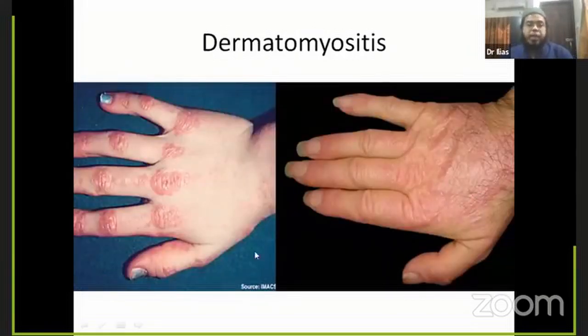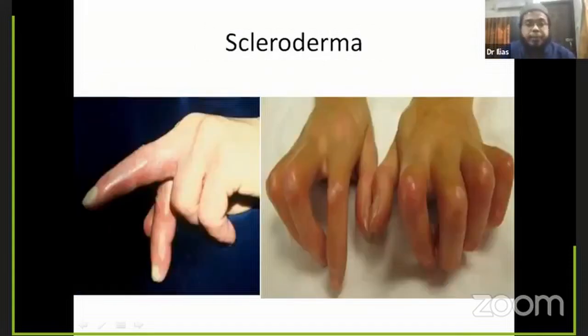And the patient of the dermatomyositis will be having this kind of skin lesions. Okay, the patient of the dermatomyositis will be having this kind of problems on the skin. And this is the feature of the scleroderma. You see the shiny pinkish and reddish tinge of the skin of the specific joint. You see the patient is having the scleroderma.